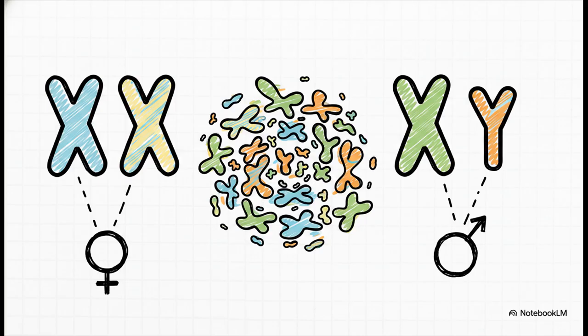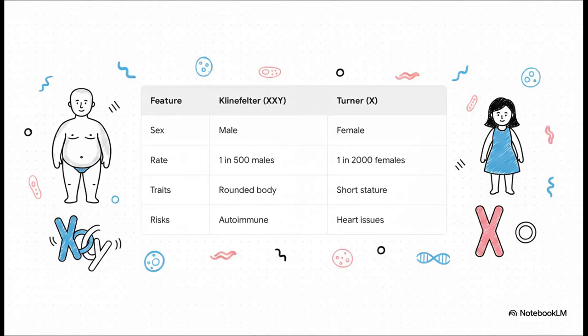Nature doesn't always neatly divide us into just XX or XY. In fact, chromosomal variations are surprisingly common naturally. Let's compare two of the most frequent ones to get a clearer picture. First, there's Klinefelter syndrome, which affects about 1 in 500 male babies. This involves an extra X chromosome, an XXY configuration, and it brings unique physical traits, like a slightly more rounded body type and a lack of facial hair.